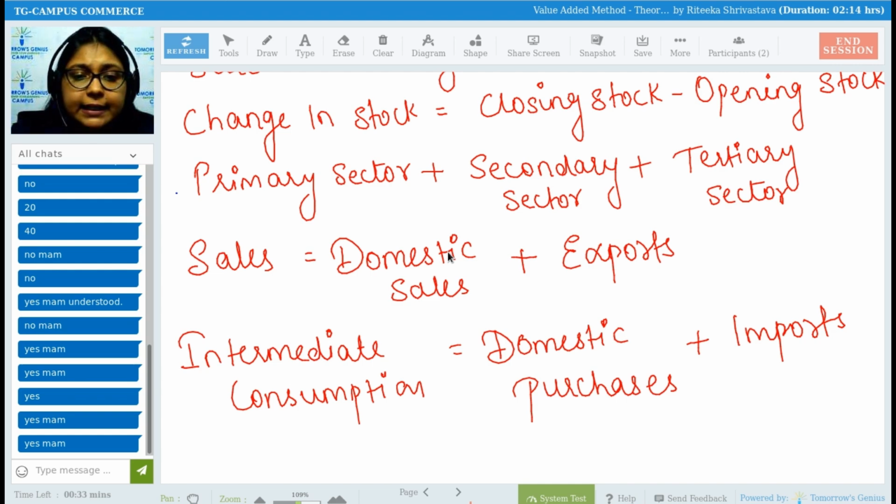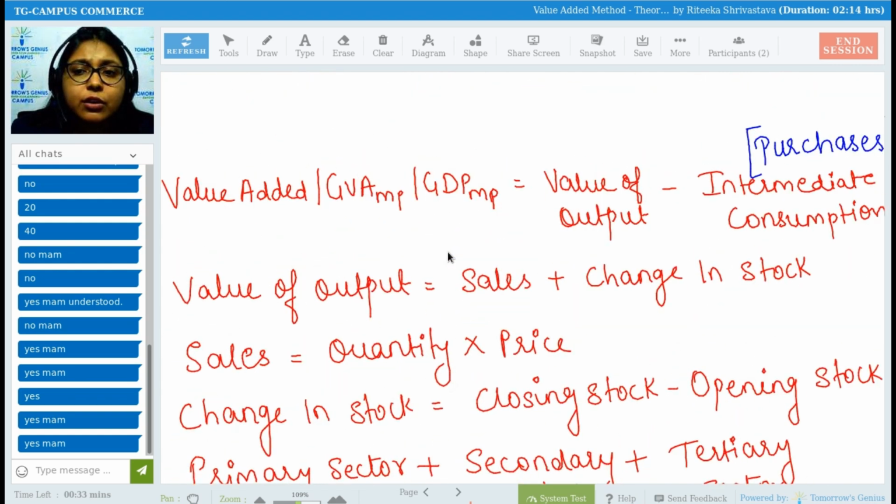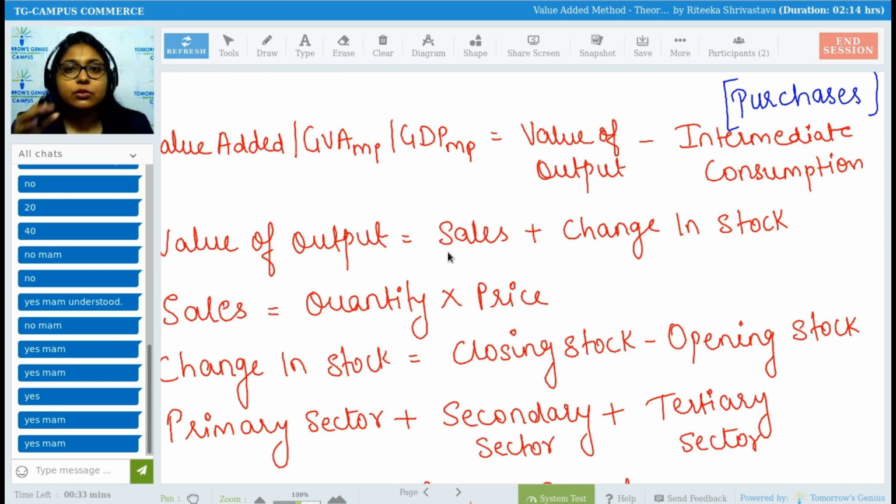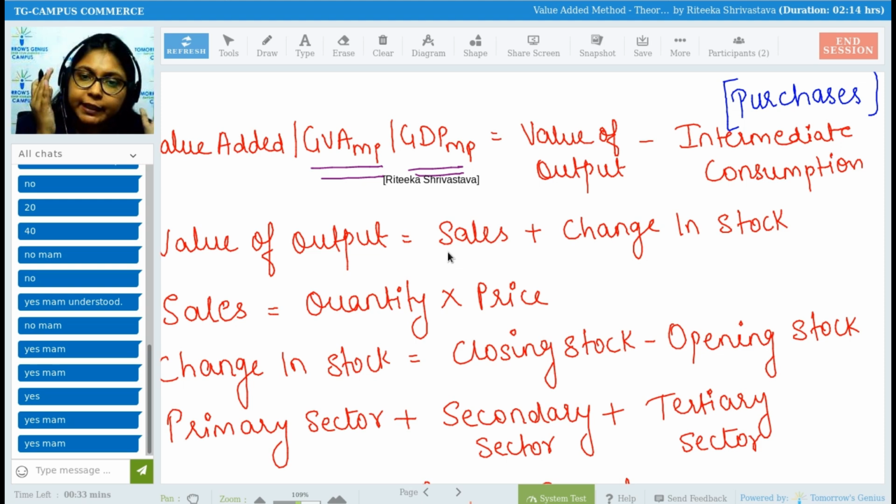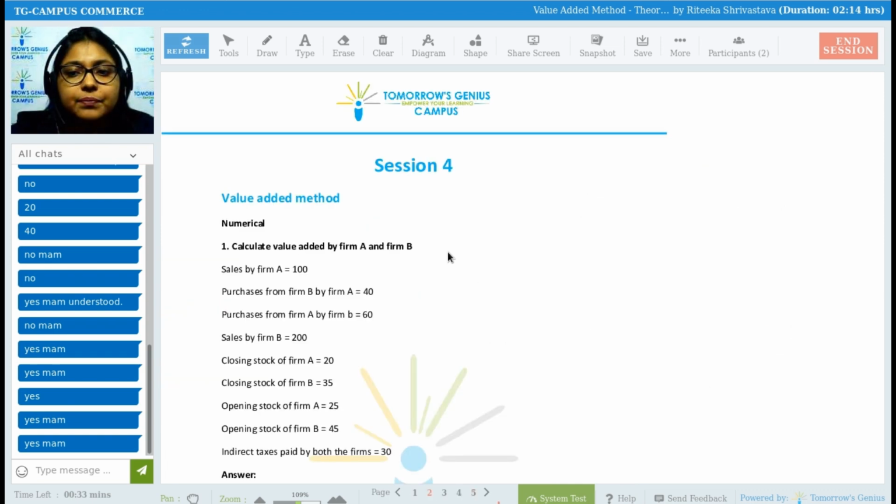Let us see the questions now. For solving any question, for solving any aggregate, the first aggregate which you will have to find out is GDP at MP or GVA at MP. First, you will have to find out GVA at MP. Once you find out GVA at MP or GDP at MP, you can go to the next aggregate which has been asked in the question. But first and foremost thing which you have to do is find out GVA at MP or GDP at MP.